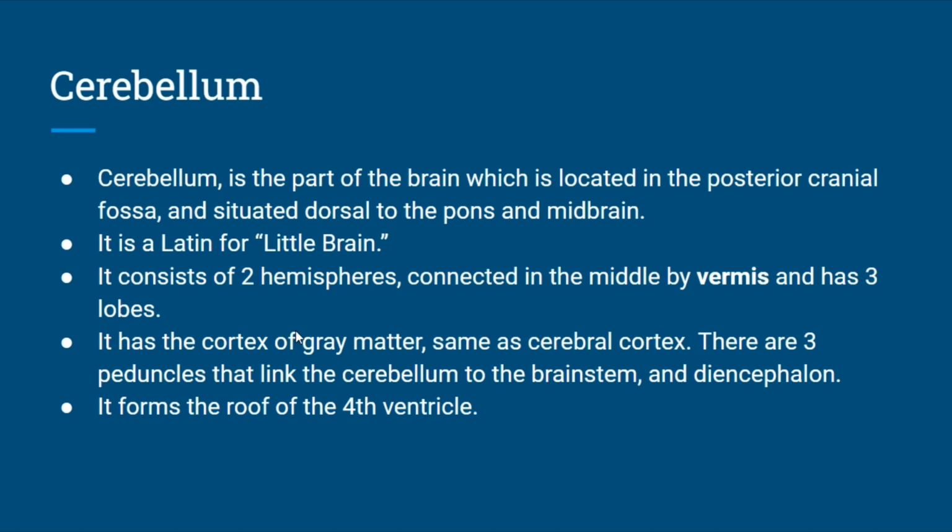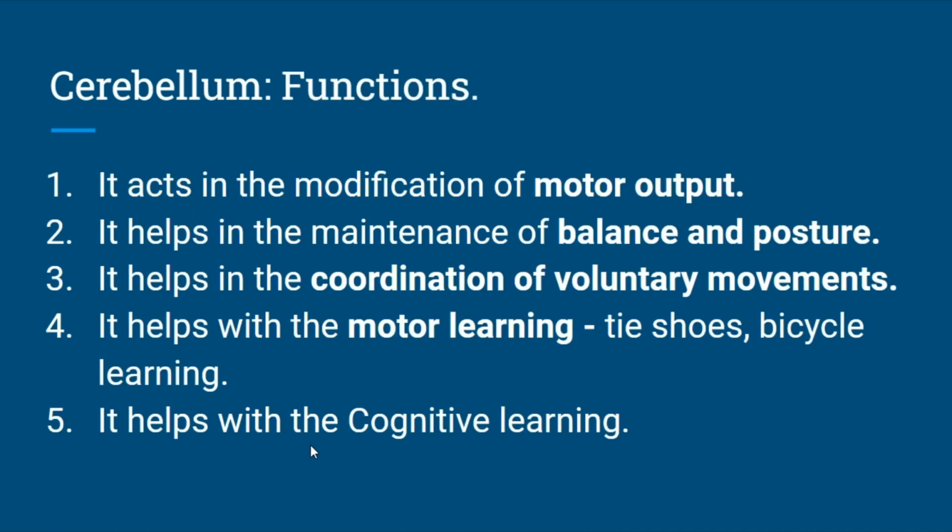And again, it has a cortex made up of gray matter, same as the cerebral cortex, and there are three peduncles that link the cerebellum to the brainstem and diencephalon. Again, it forms the roof of the fourth ventricle.